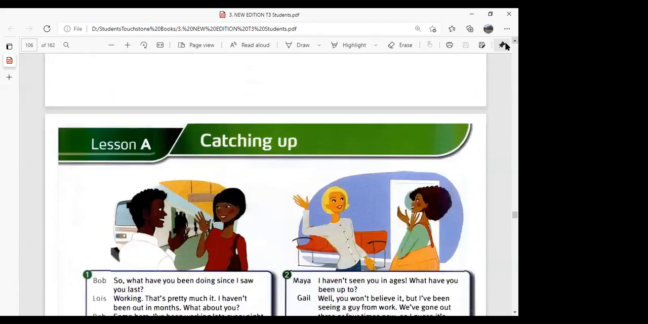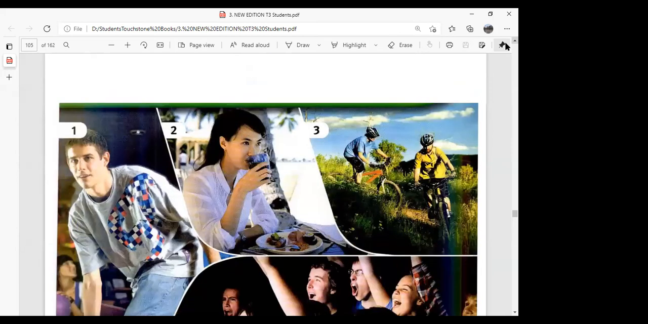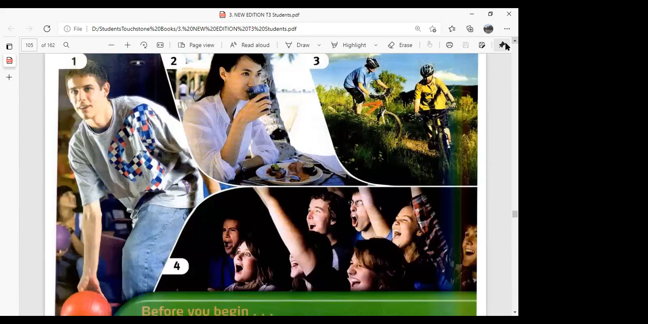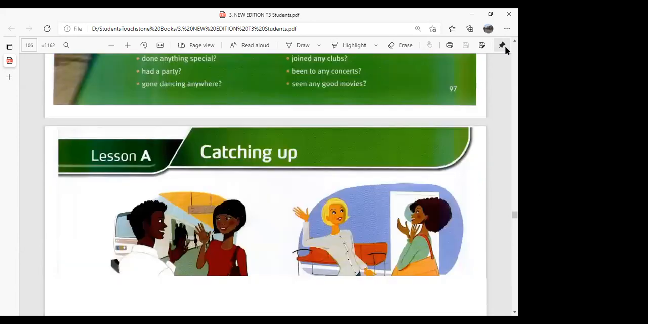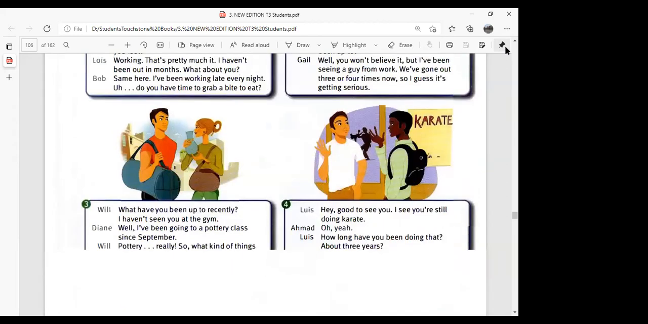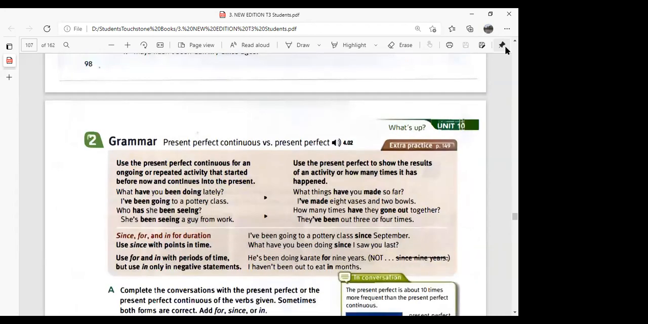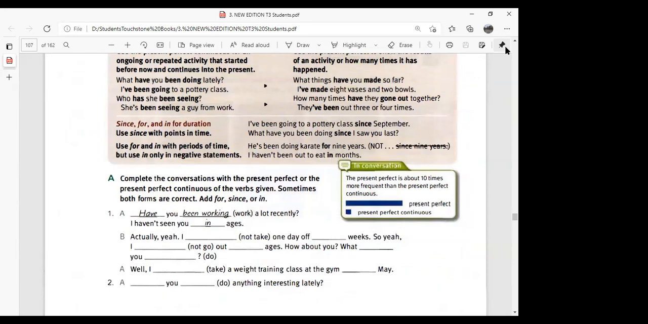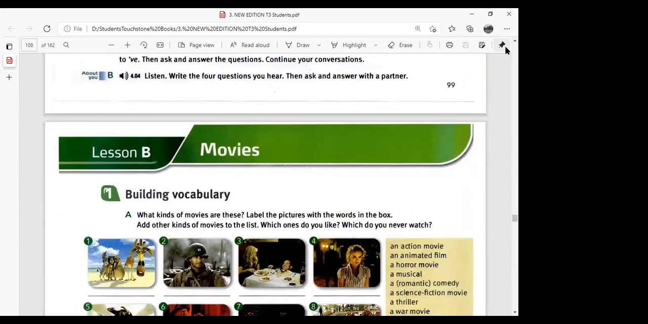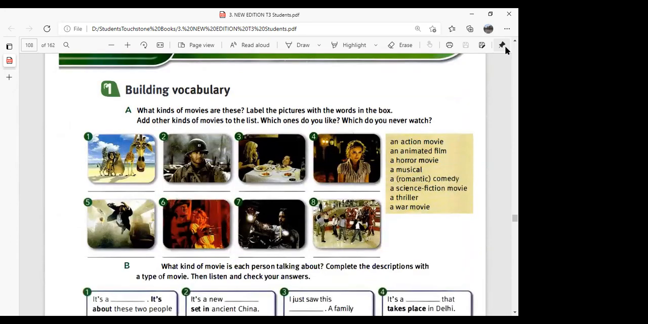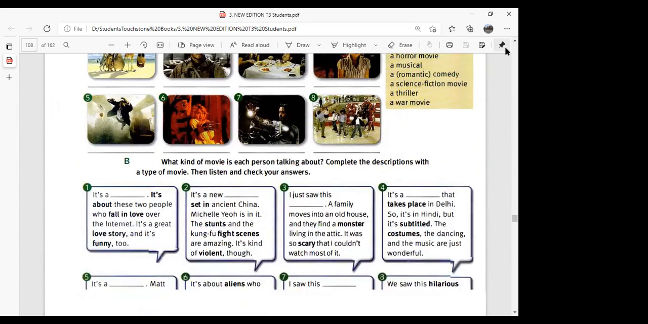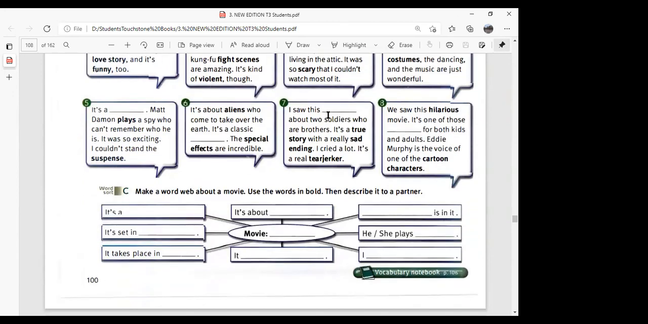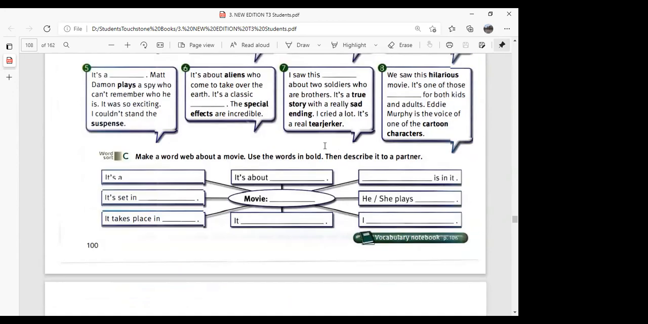Okay, just a quick review from the beginning. All right, so we start with unit 10. We have been talking about present continuous and present perfect. We talked about lesson A, catching up. We saw the grammar part. We started with lesson B yesterday, right? We discussed types of movies. We worked on this vocabulary. So I hope you remember some of those because we have a game, an activity later. And today we need to talk about this.